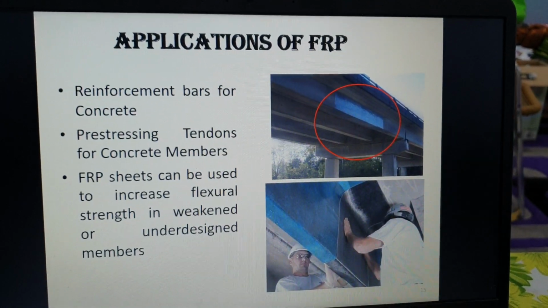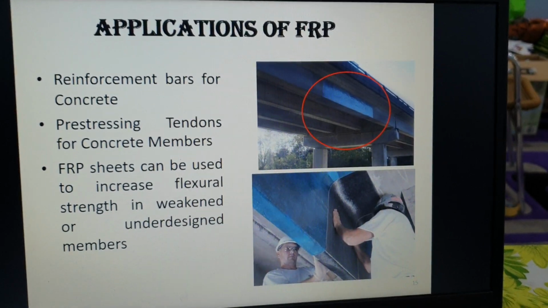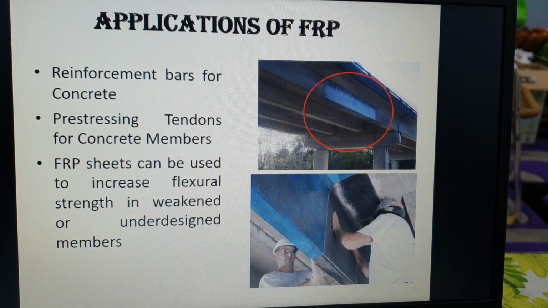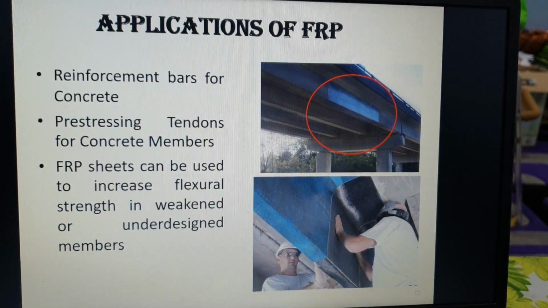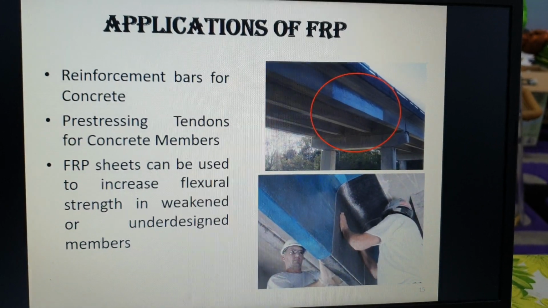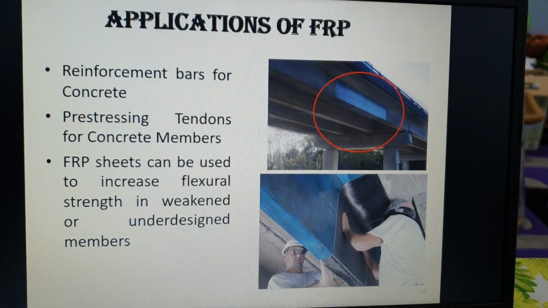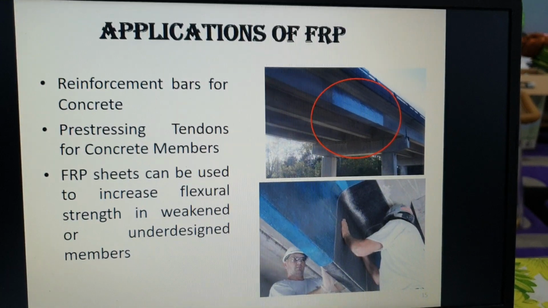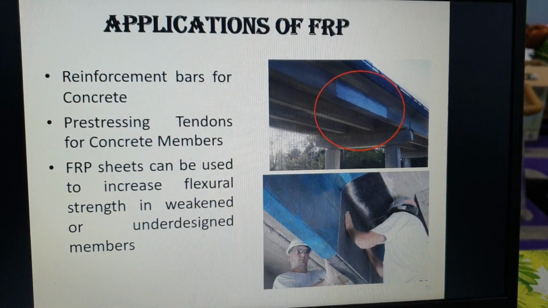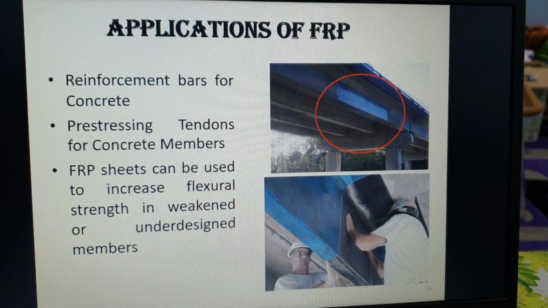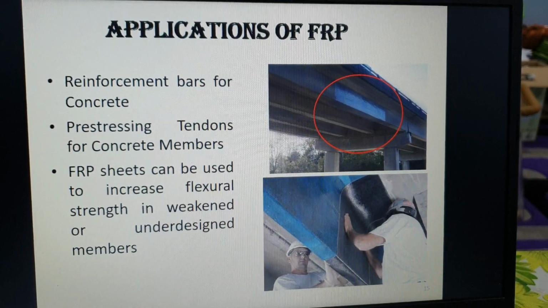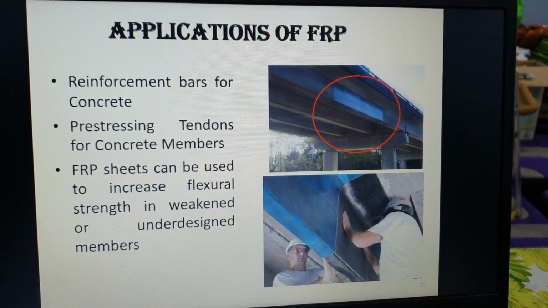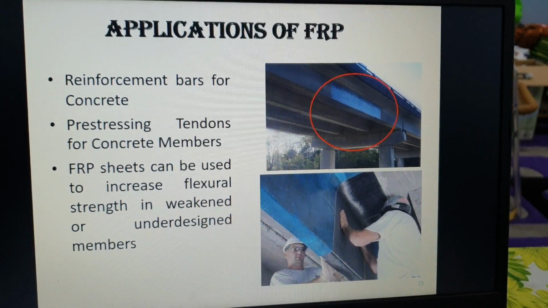So applications of FRP: reinforcement bar for concrete, and pre-stressing tendons for concrete members. FRP sheet can be used to increase flexural strength in weakened or under-designed members. It looks like a mat, and what the construction worker does is attach it to the reinforcement bar or to concrete, so it gives more strength, both tensile and compressive strength.